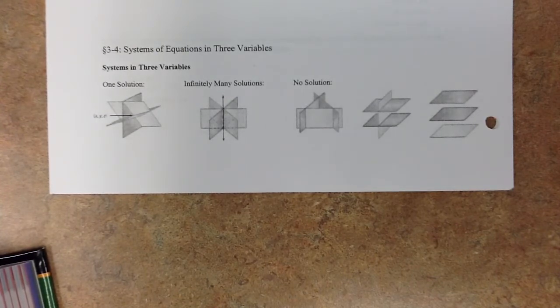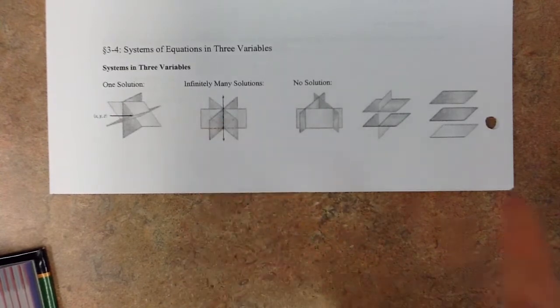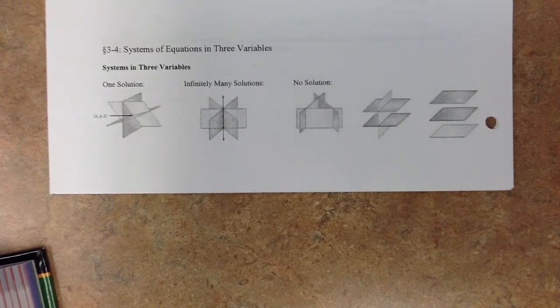In this situation, every coordinate on this line would be a solution, and so there are an infinite number of solutions. One thing that's not pictured would be if all 3 of the planes are exactly the same, and then every single coordinate in that plane would be a solution. That would happen if every single equation was equivalent.